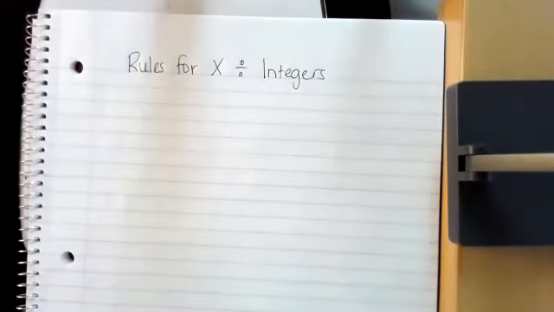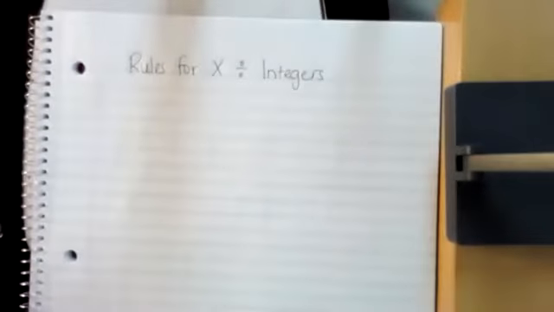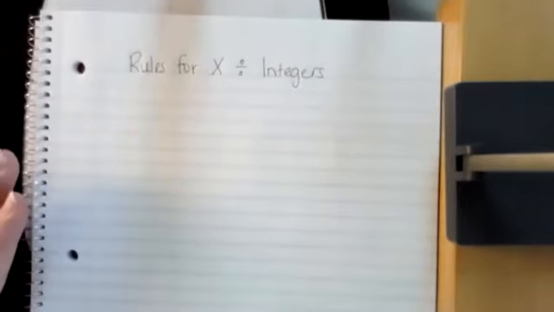Okay, so there's multiple ways that we can write the rules for the multiplication and division of integers. So I'm going to show you the several different ways. You pick which one works best for you. Okay. Yesterday we talked about same and different.